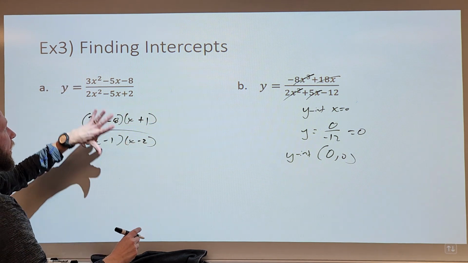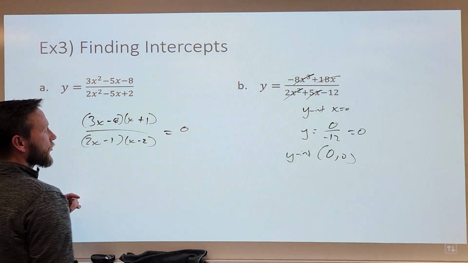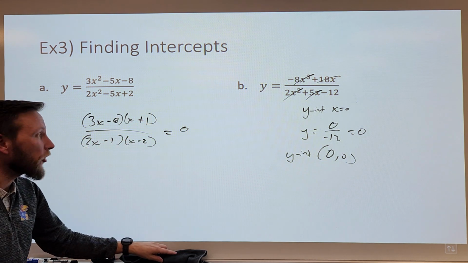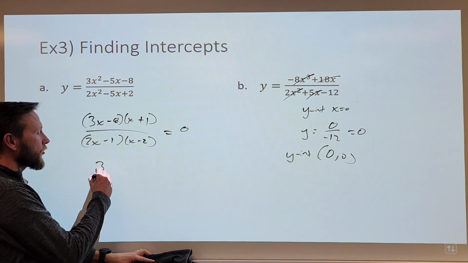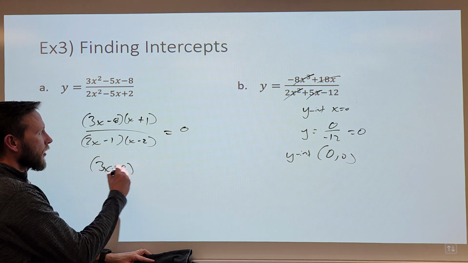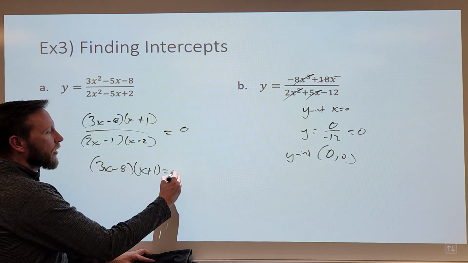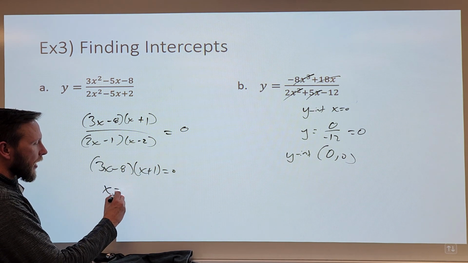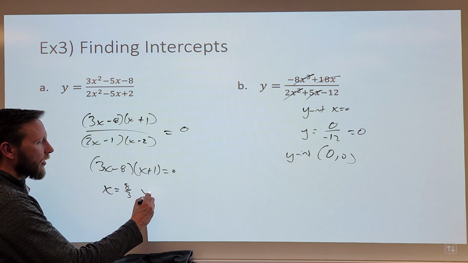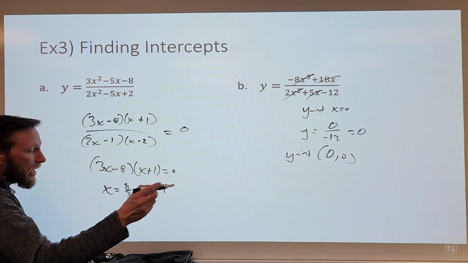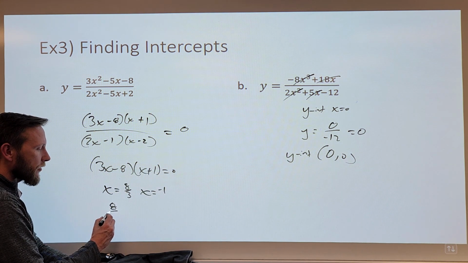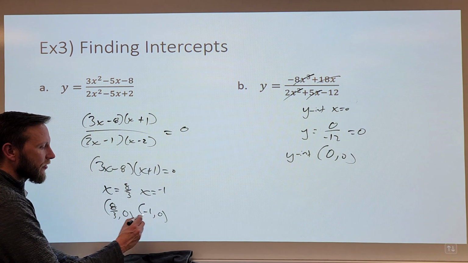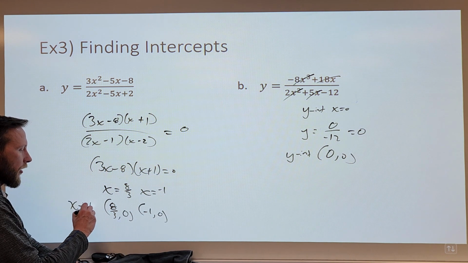Okay, good. So here, when does this equal 0? Well, there are no holes in here. So really all that I'm going to care about is when does 3x minus 8 times x plus 1 equal 0? And so this will tell us both of our zeros. x will equal 8/3, x will equal negative 1, meaning 8/3 comma 0 and negative 1 comma 0 are our x-intercepts.